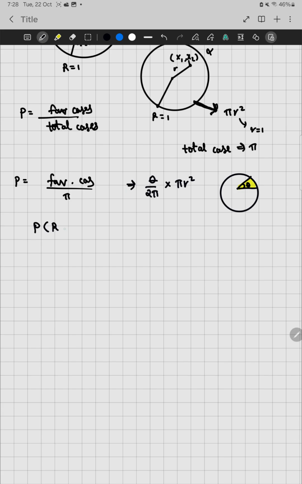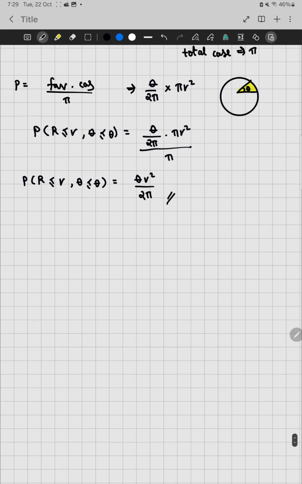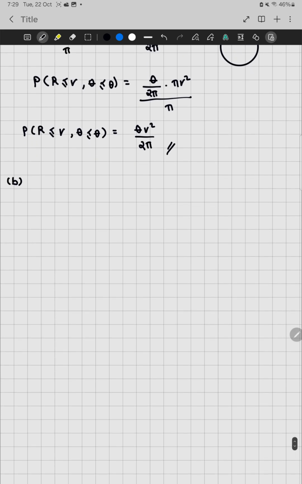The probability of r less than or equal to r, theta less than or equal to theta will be theta divided by 2 pi into pi r square, divided by total, which is pi. So pi and pi get cancelled, giving theta r square by 2 pi. So this is our first part, and the second part is to find the marginal cumulative distribution function.